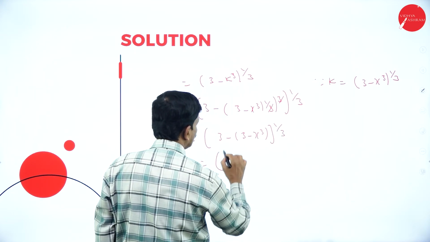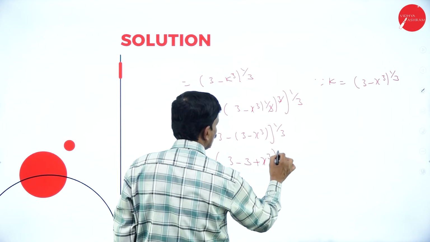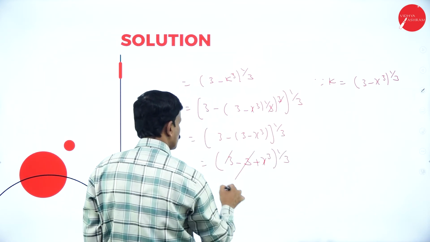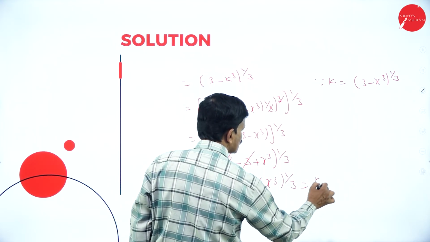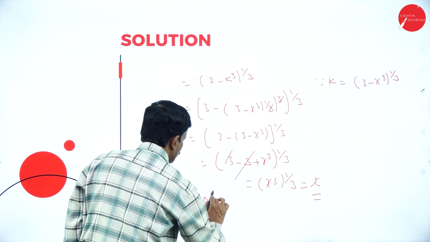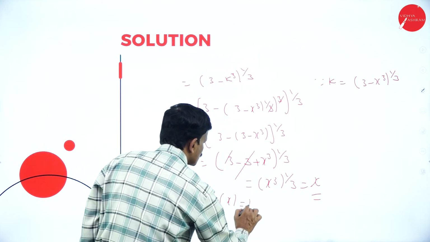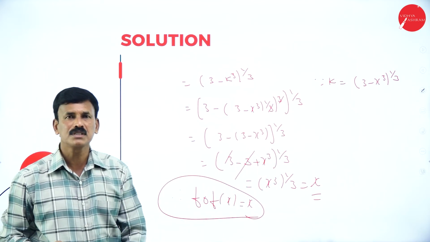Now multiply by the negative sign. Minus 3, minus into minus plus x cube, whole raised to 1 by 3. Minus 3 plus 3 gets cancelled. X cube whole raised to 1 by 3. The 3 gets cancelled. X power 1 is equal to x. So therefore, f naught f of x is equal to x itself. This is a very important, very simple problem indeed, right?